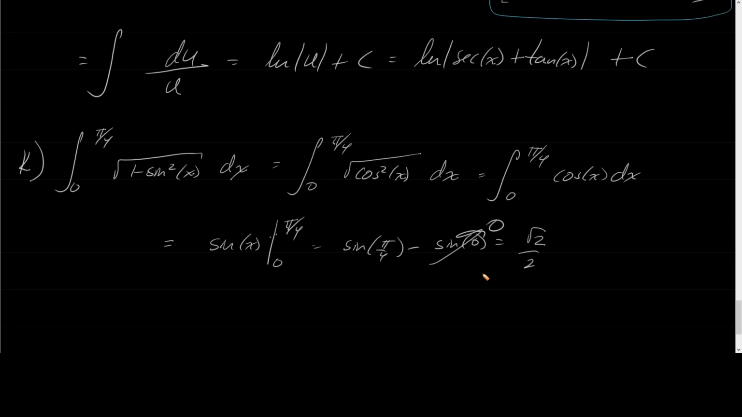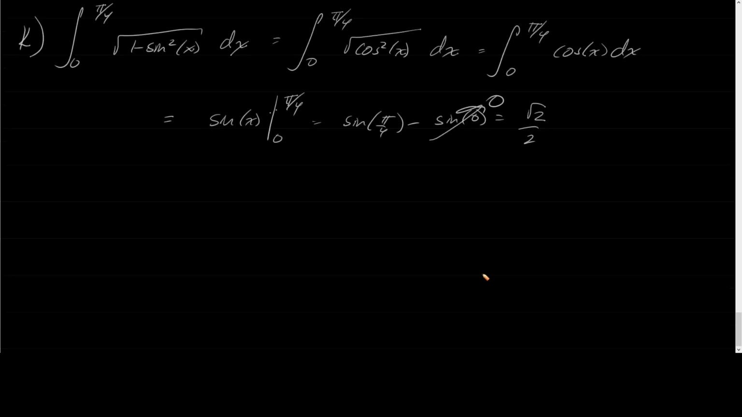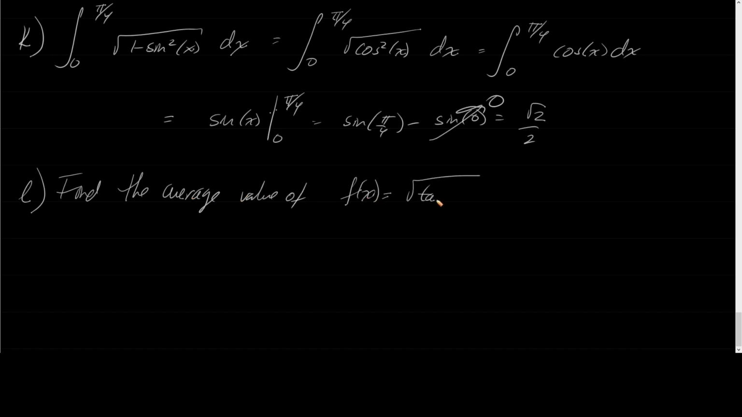Next, L. Let's say we said find the average value of f of x equal to the square root of tan squared plus 1 on the interval from 0 to pi over 4.